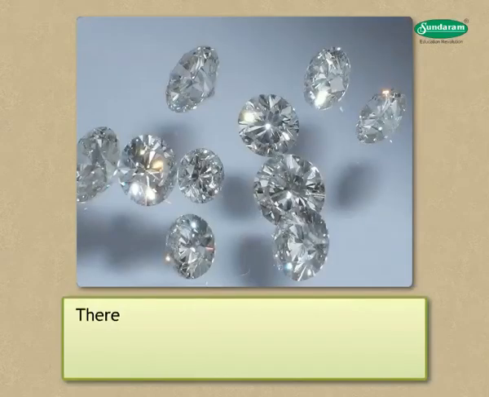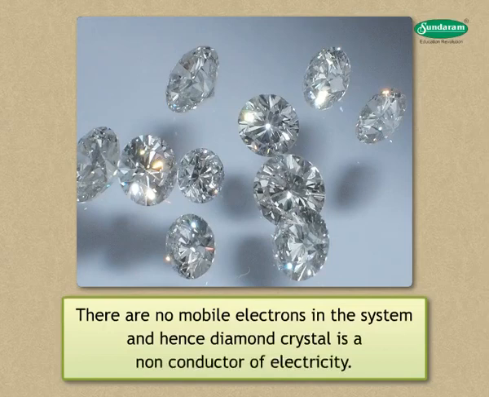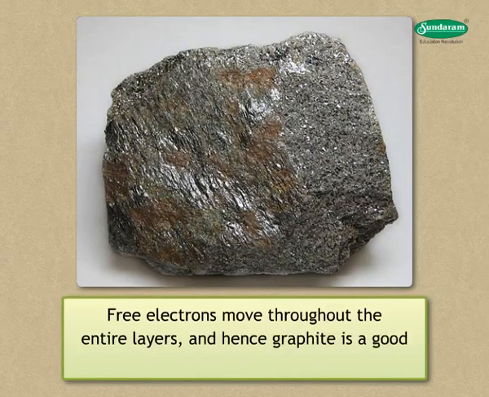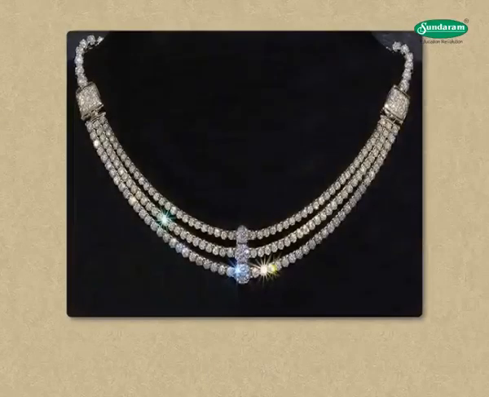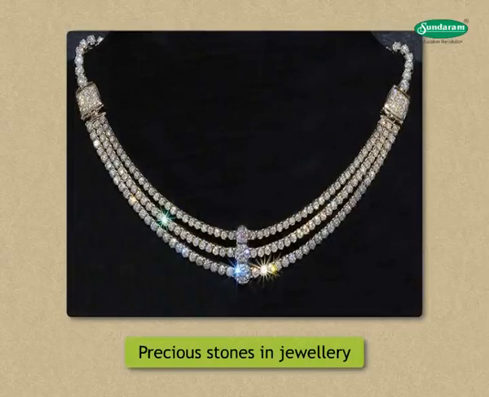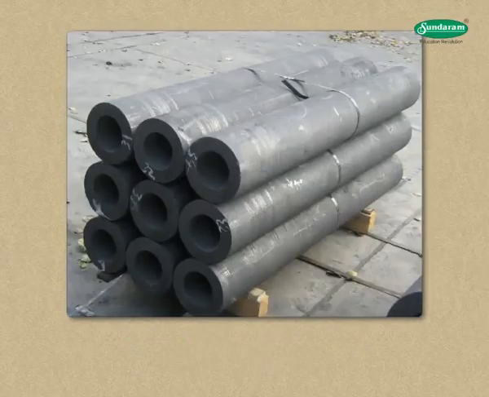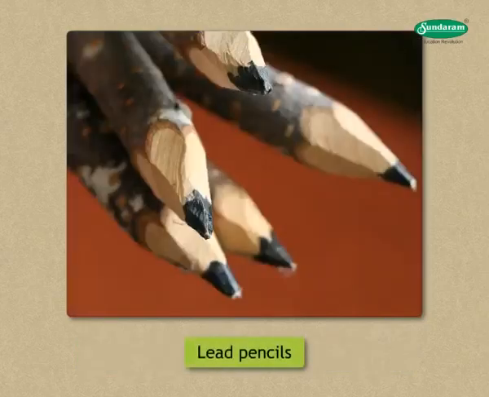In diamond, there are no mobile electrons in the system, and hence diamond crystal is a non-conductor of electricity. On the other hand, in graphite, free electrons move throughout the entire layers, and hence graphite is a good conductor of electricity. What are the uses of diamonds and graphite? Diamond is used as precious stones in jewelry. Black diamonds are used for cutting glass, while graphite is used in making electrodes, carbon lubricants and lead pencils.